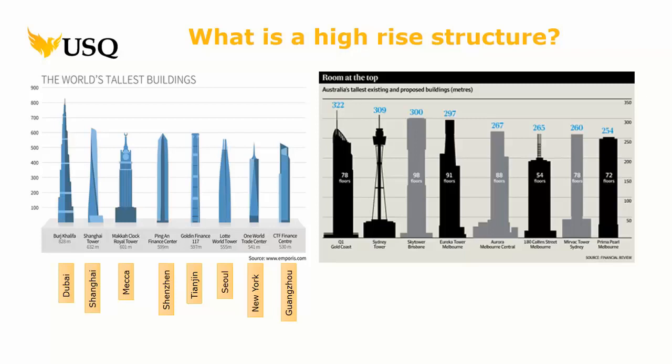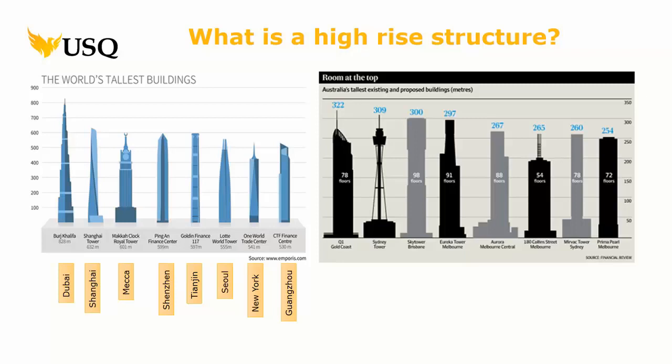So the first one's in Dubai in the United Arab Emirates. The second one's in Shanghai, right, in the Middle Kingdom of China. The third one's actually in Mecca. It's the Royal Tower. It's a hotel complex, right? And in Mecca, it looks big because Mecca is actually not that big a place, right? So it stands out. Then Shenzhen, which is in the southern part in the Guangdong province, and Tianjin, which is in the middle part of China, Seoul in South Korea, and then finally we get to New York.